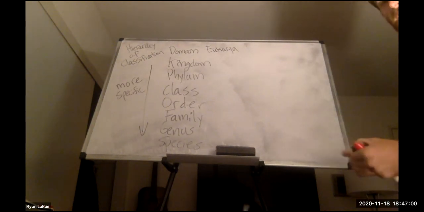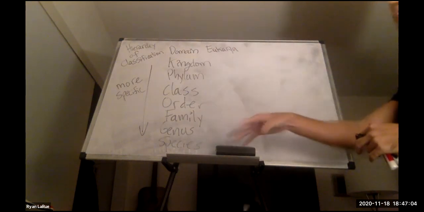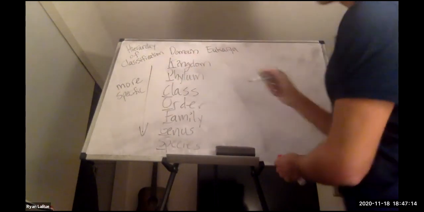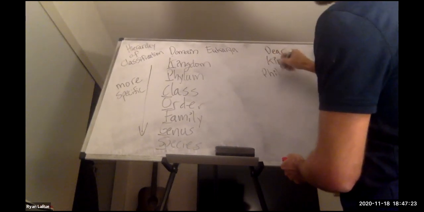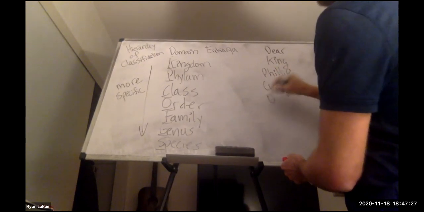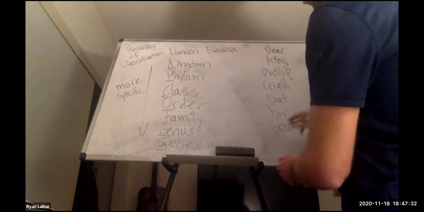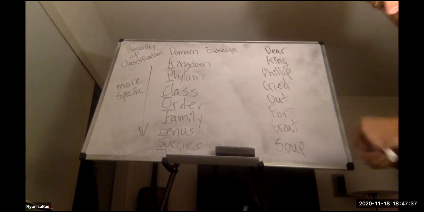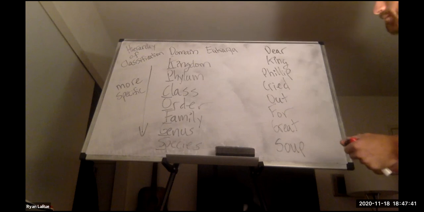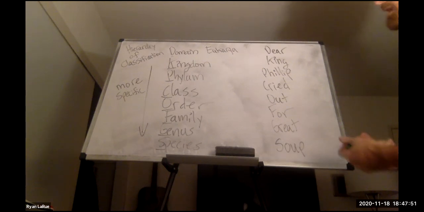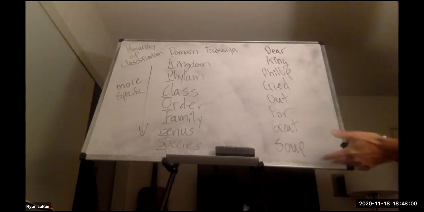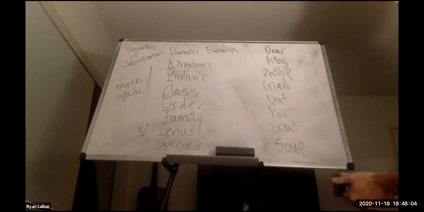And so a fun acronym to remember the order, domain, kingdom, phylum, et cetera, D, K, P, C, O, F, G, S. The fun mnemonic is: Dear King Philip cried out for great soup. So, dear King Philip cried out for great soup. It's a good way to remember the words and the order it goes in.